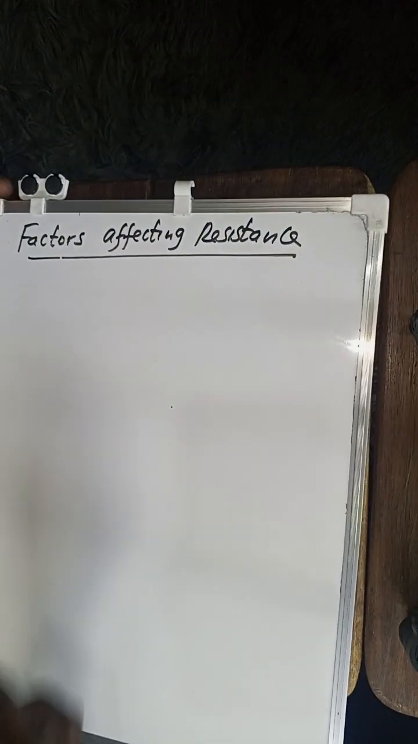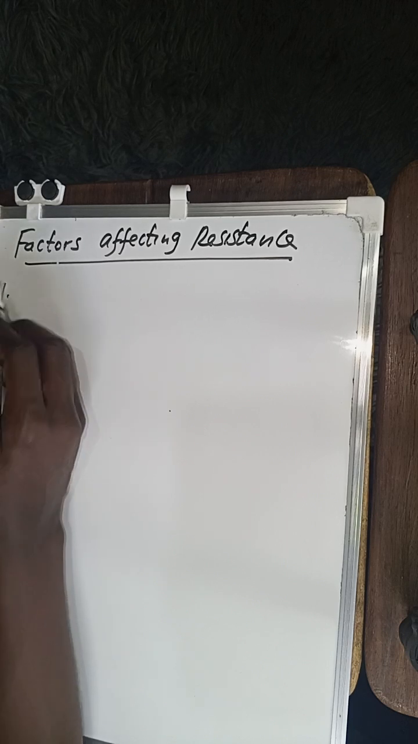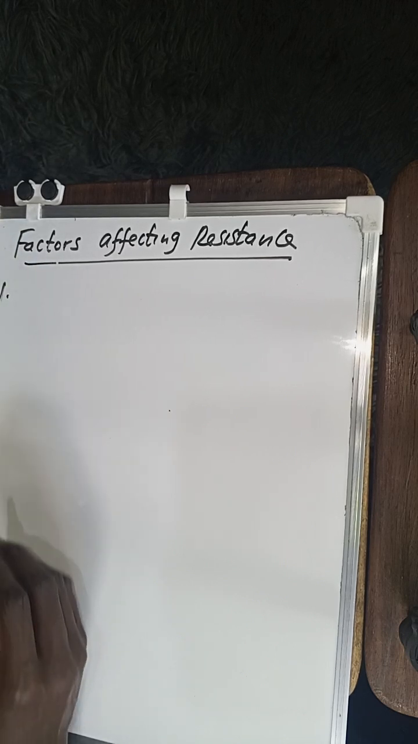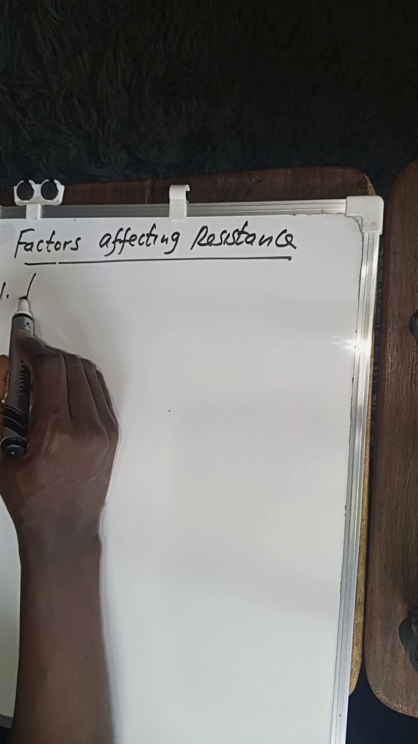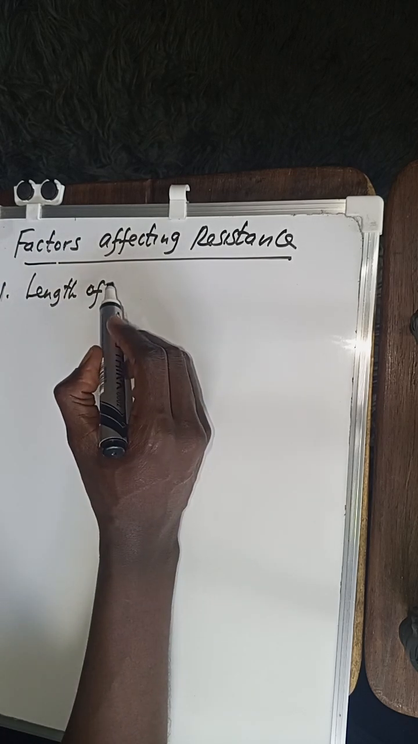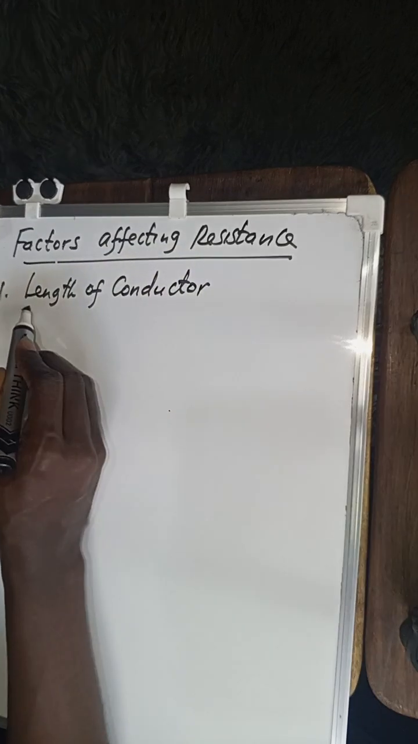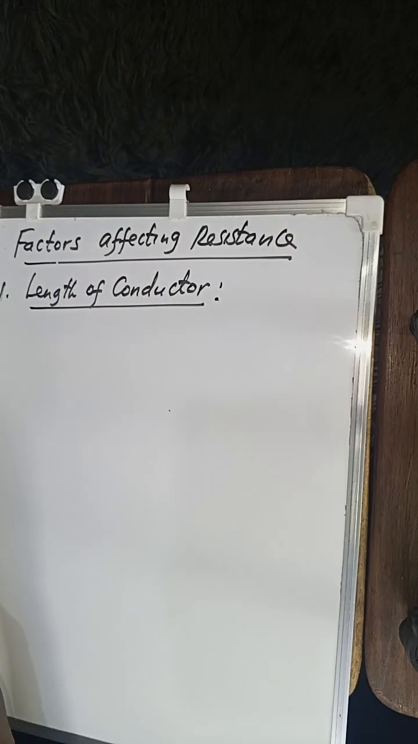So let's quickly talk about factors affecting resistance. I can highlight that there are 4 factors that I can give you affecting resistance. One, we can simply talk about the length of the conductor. So the length of the conductor does affect what we are calling resistance. Now how does that happen?